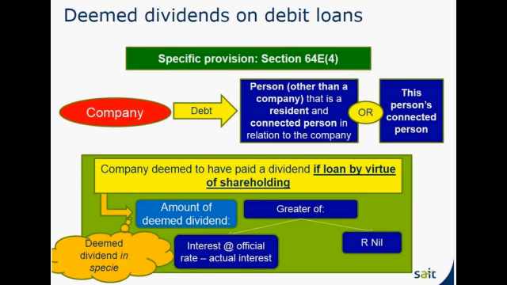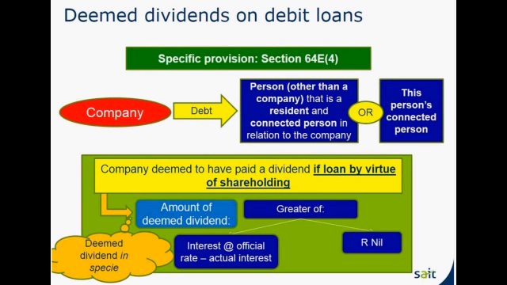So a natural person would be connected, or any person other than another company, that's the person we're looking at here. A person is connected to a company if that person holds 20% or more of the shares of the company, or is a person connected to such a connected person. Then, once you've got that, in most cases it's a company making a loan to a natural person or to a trust.